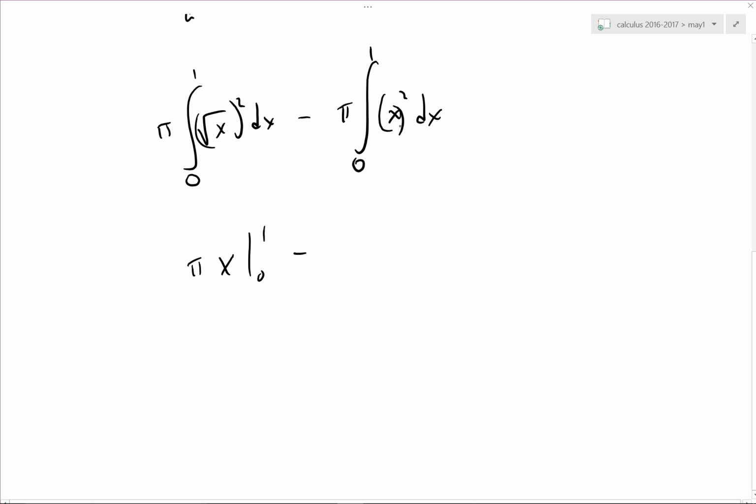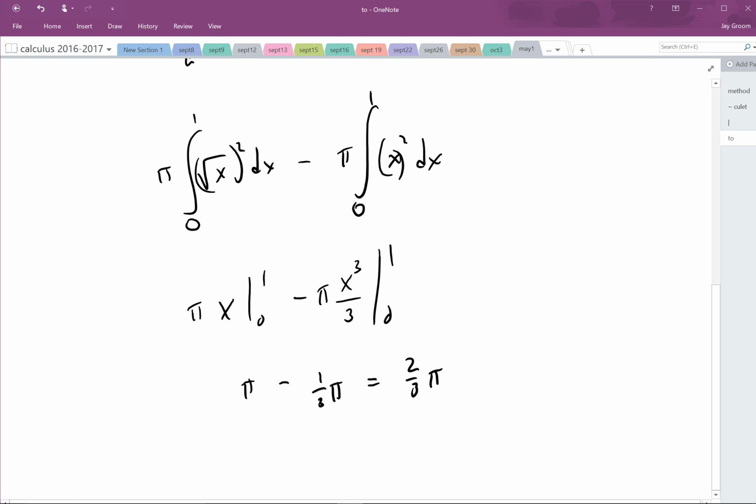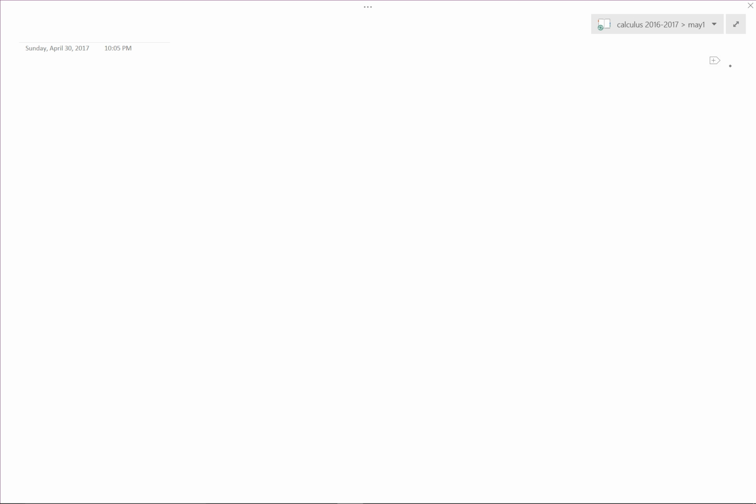And x squared integrated is going to be pi x cubed over 3. So that's going to be 1 pi minus a third of pi, which is 2/3 of a pi. And 2/3 of a pi is always a good thing to have. Certainly better than having no pi.